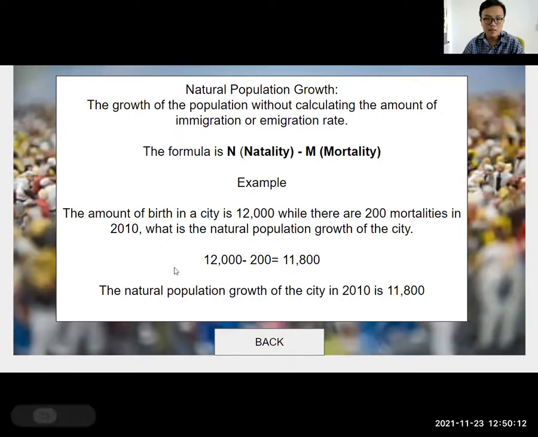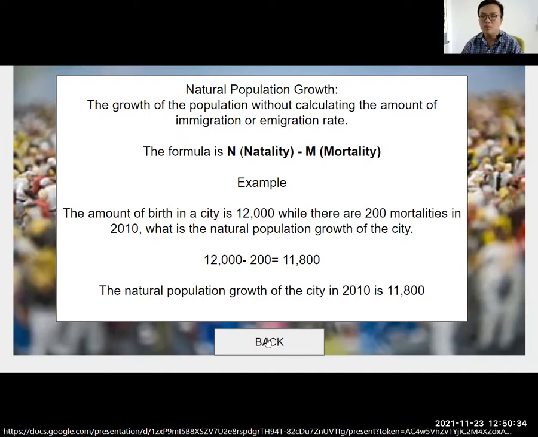If you subtract the total mortality from the total births, you'll get 11,800. So the natural population growth of the city is 11,800 in 2010.